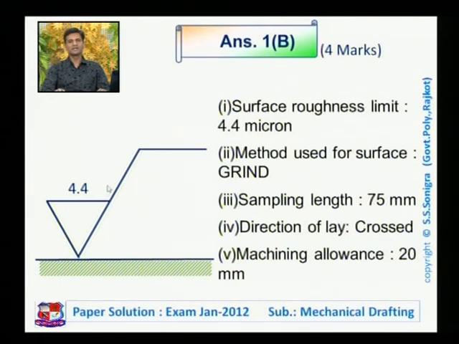It indicates that the surface roughness limit for this machining operation is 4.4 micron. Second is the method used for surface preparation, that is grind. So write here GRIND above this line in capital letters. Don't use small letters over here. Third one is sampling length, that is 75 mm. So 75 should be written over here. Only, no need to write mm. 75 indicates the parameter in millimeter.